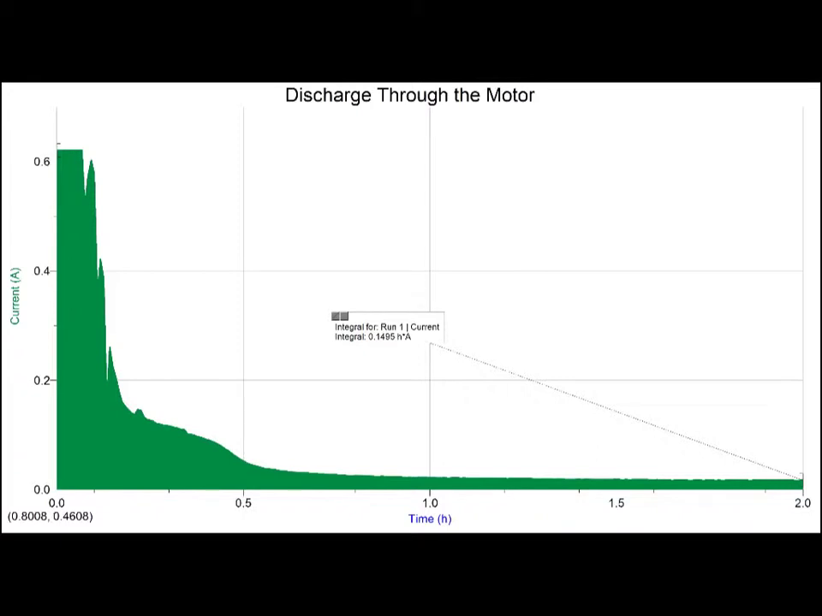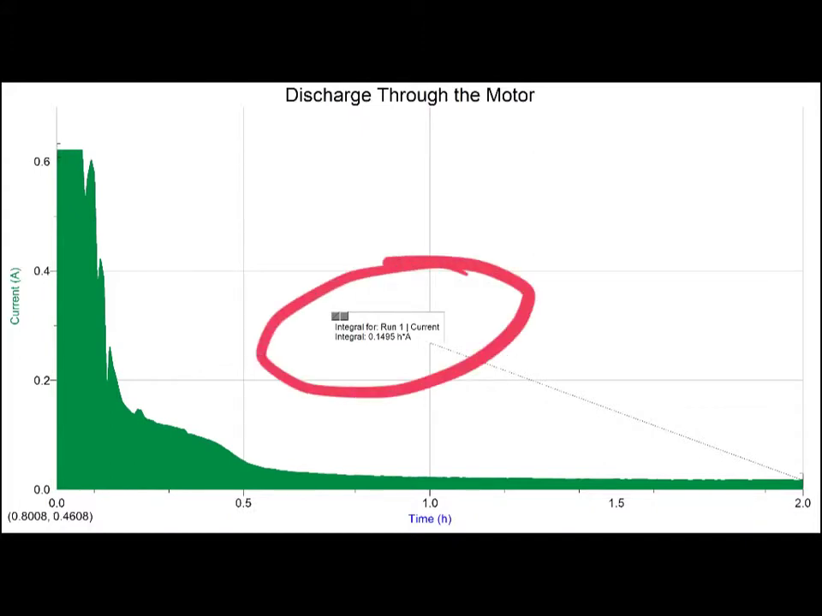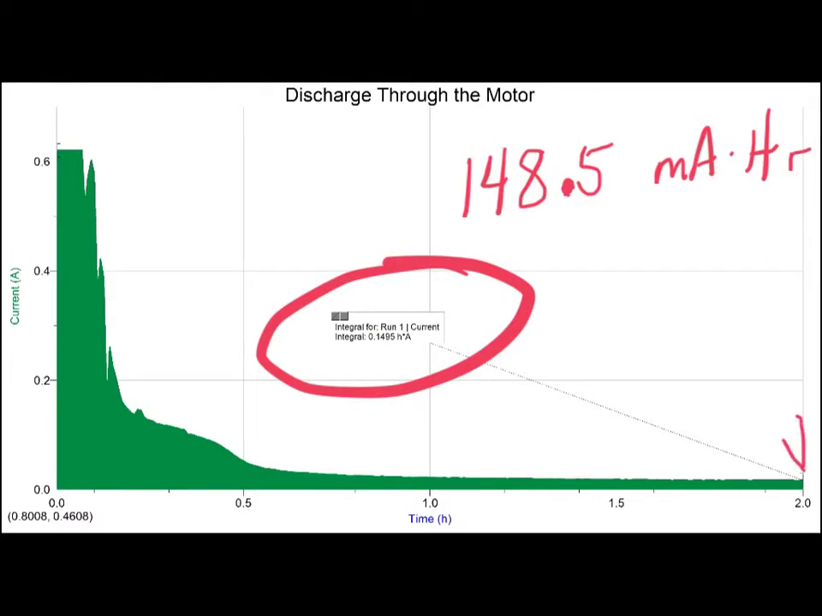Again, we can look at an integral of the graph, and the computer actually tells us what that integral represents. So we have here 148.5 milliamp hours. So as the batteries are discharged, this tells us how much charge we actually got out of it. Now, looking here at the end, we didn't actually get to zero. Therefore, some of the charge is still in the battery.